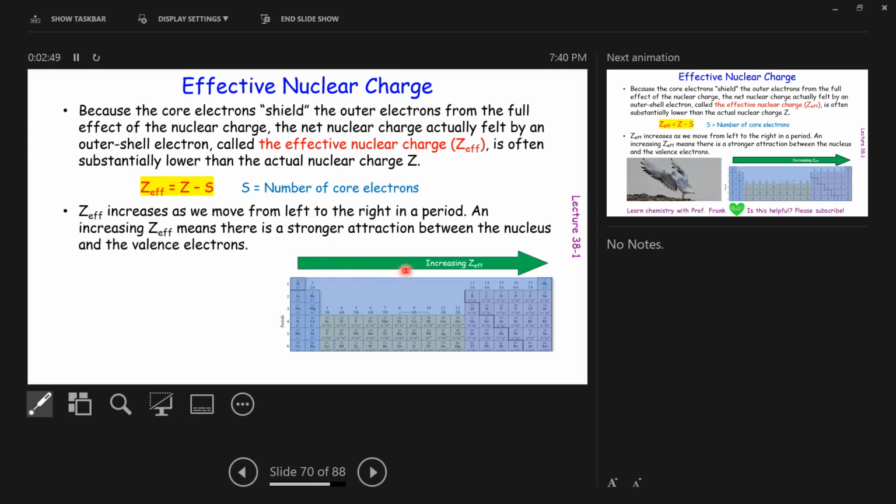Now, the trend for effective nuclear charge is increasing from left to right across a period. An increasing effective nuclear charge means that there is a stronger attraction between the nucleus and the valence electrons.